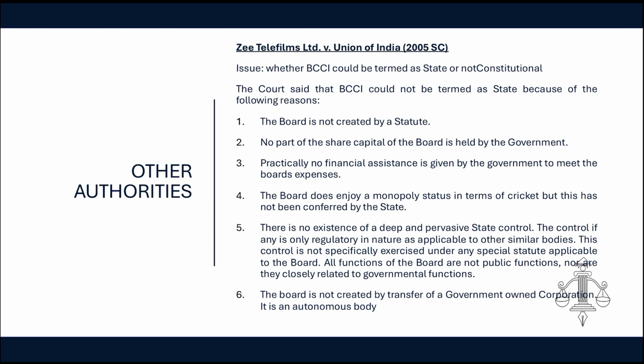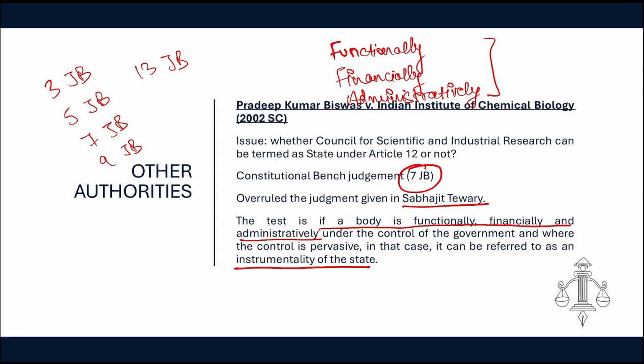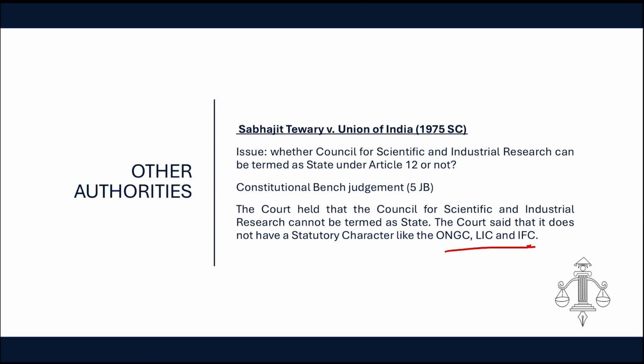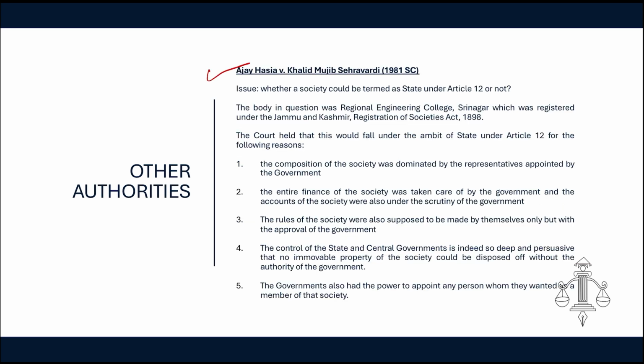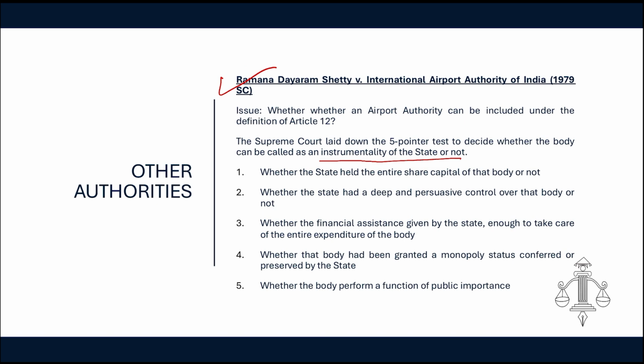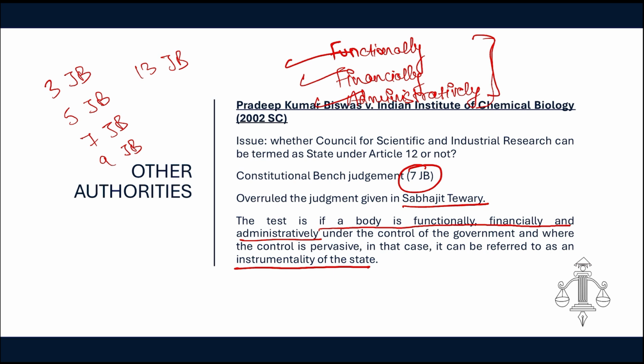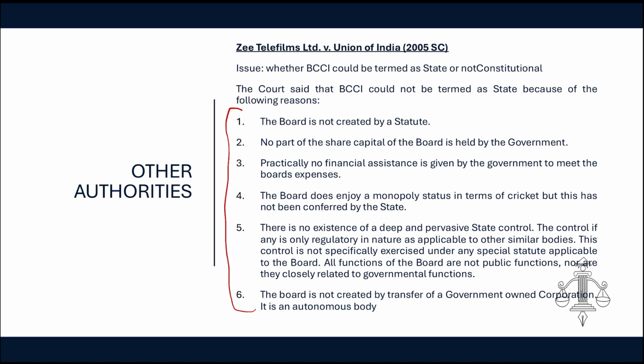So again, ये जो सारी चीज़ें हैं, इस पे वही वाला टेस्ट अप्लाई किया गया. फंक्शनली, फाइनेंशियली और एडमिनिस्ट्रेटिवली ये फ्री है गवर्नमेंट कंट्रोल से, राइट? और ये जो 3 टेस्ट है, ये 3 टेस्ट किस पे बेस्ड हैं? ये टेस्ट बेस्ड हैं आर.डी. शेट्टी वर्सेस इंटरनेशनल एयरपोर्ट अथॉरिटी ऑफ इंडिया वाले केस में. ये जो 5 पॉइंटर टेस्ट अप्लाई किए गए थे, इसी को शॉर्टन किया गया है प्रदीप कुमार बिस्वास के केस में, फंक्शनली, फाइनेंशियल और एडमिनिस्ट्रेटिव कंट्रोल में. और इसी को इस्तेमाल किया गया है जी टेलीफिल्म्स वर्सेस यूनियन ऑफ इंडिया में, जहाँ पे BCCI को बोला गया दैट इट इज़ नॉट स्टेट.